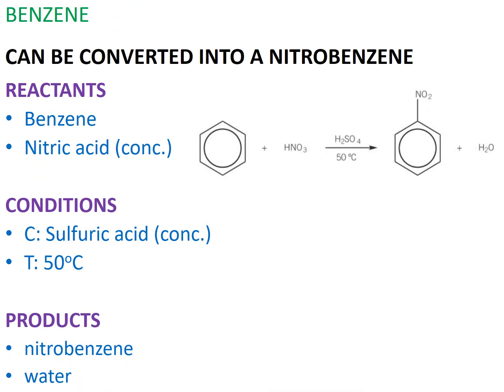And the last conversion is turning benzene into a nitrobenzene. When benzene is mixed with concentrated nitric acid and concentrated sulfuric acid at a temperature of 50 degrees Celsius, a nitrobenzene and water is produced.